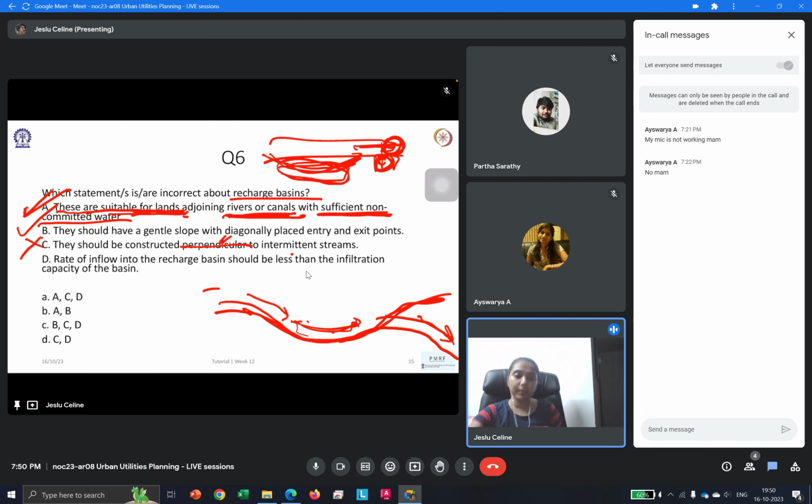Whatever comes, immediately it infiltrates down. So the rate of inflow should be slightly greater than the infiltration capacity, so that there's always some amount of water and some infiltration happening. Only when it reaches saturation would the infiltration stop. Otherwise, even before it reaches saturation, for some time infiltration will not happen because there's no water to infiltrate. So this is a wrong statement. Here we have been asked to mark the incorrect statement. So C and D are incorrect, and option D is the answer.